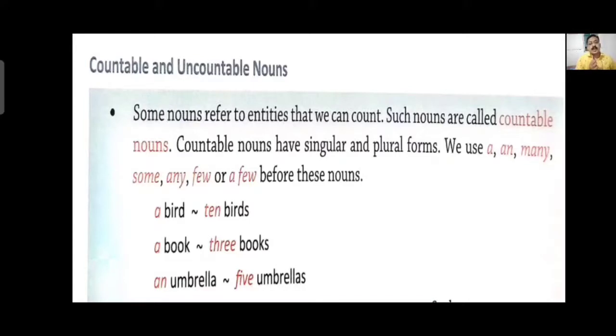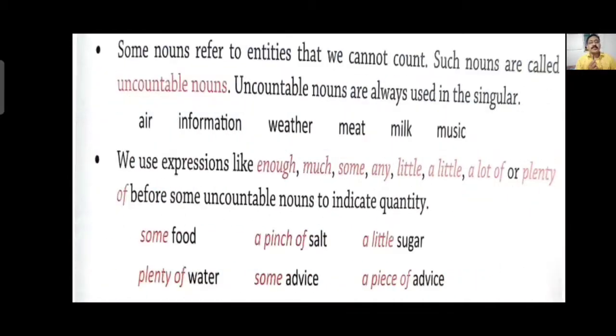You can see a bird means one bird. Ten birds. A book. Three books. An umbrella. Five umbrellas. You can see bird, book, umbrella are all countable nouns. We can count them in number on our hand. That's why they are called countable nouns. In those cases, we have to use a, or an if it starts with a vowel, or we can put any number like 10, 3, 5. Any number we can give to countable nouns.